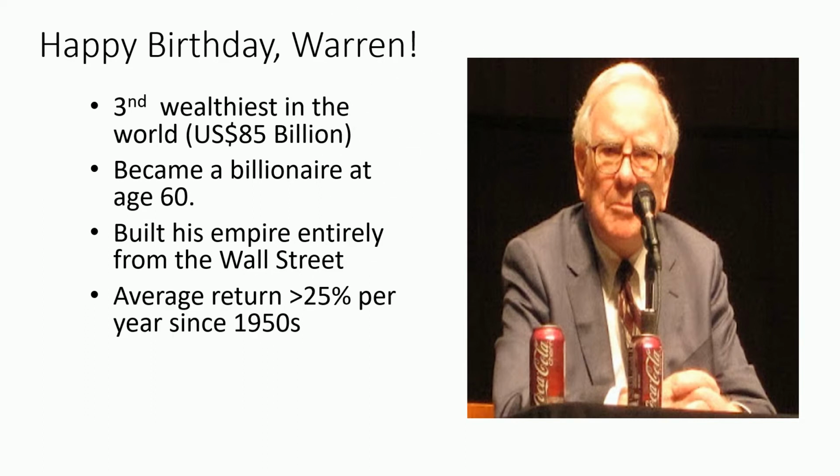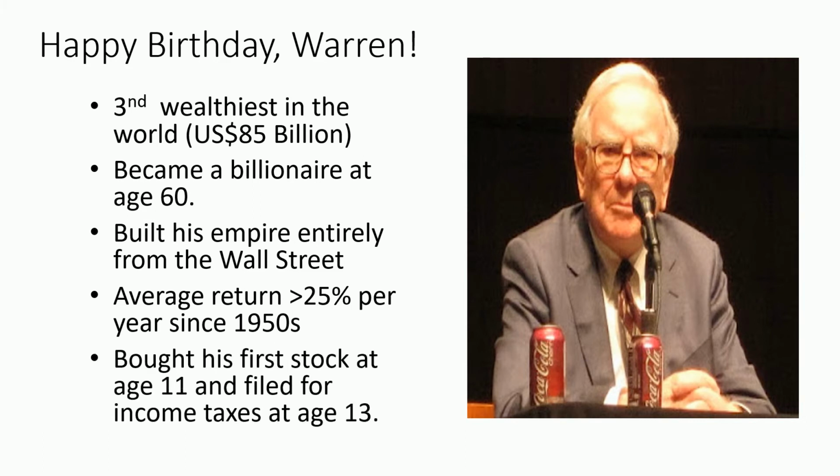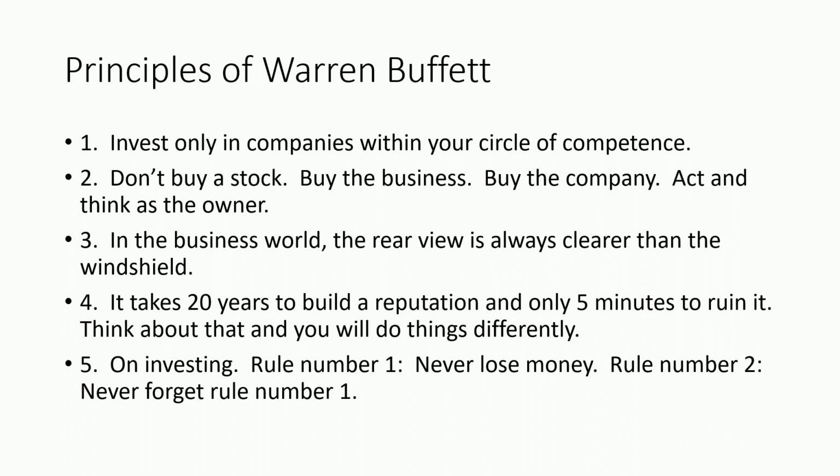He built his empire entirely from Wall Street, and his average return is 25% per year since the 1950s. Average returns. So sometimes it will go down, sometimes it will go extremely high, but the average return is about 25%, 26 something percent per year since the 1950s. No wonder he turned his $100 investment to what it is today. Okay, so he bought his first stock at age 11 and filed for income taxes at age 13. So the principles of Warren Buffett are quite simple, really.